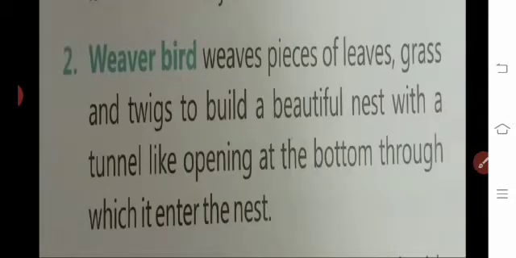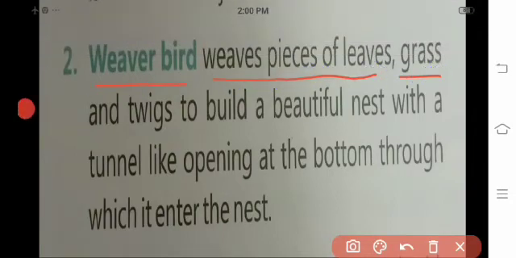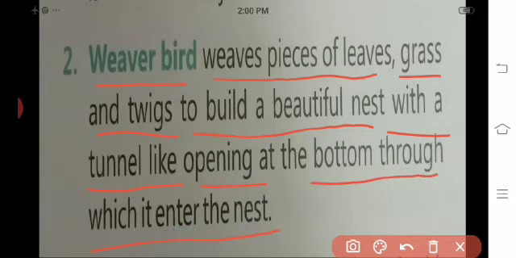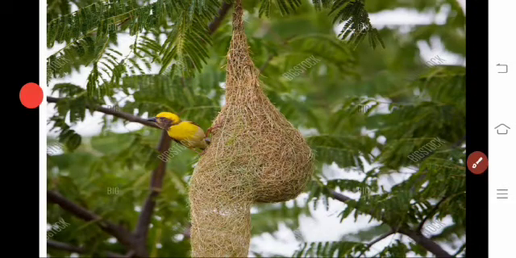Okay. Next is the weaver bird. It weaves pieces of leaves, grass and twigs to build a beautiful nest with a tunnel-like opening at the bottom, through which it enters the nest. Have you seen a weaver bird? This is the weaver bird and its nest. How does it look? It looks very nice, isn't it? It is made with the help of thread and wool. You see this one? It has a tunnel-like opening at the bottom, isn't it? Yes.